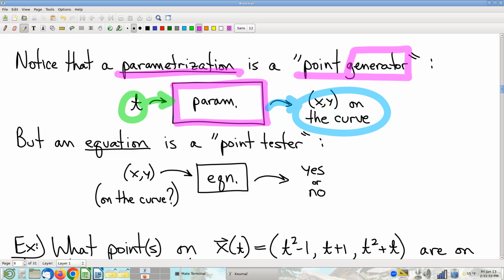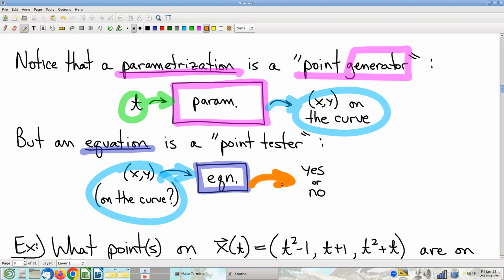So, point generator. Okay, that is not what equations do. Equations do not create points. Equations are what I like to call point testers. An equation: you take the point, whatever point that may or may not be on the curve, you haven't decided yet, take that x comma y, and plug that into the equation, and then the equation either works or it doesn't work. Either both sides of the equation are equal, in which case, yes, the equation worked, that means the point is on the curve, or no, the equation didn't work, the two sides of the equation aren't equal, and that point is not on the curve.